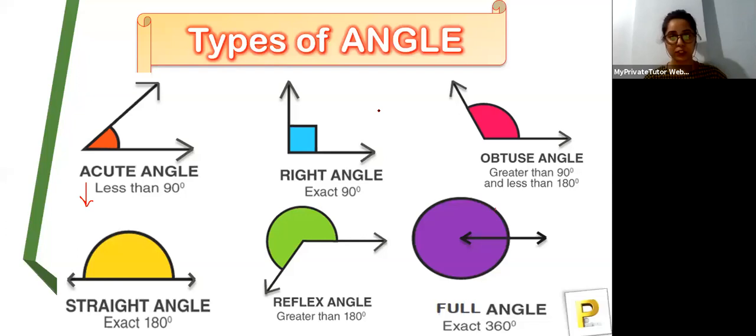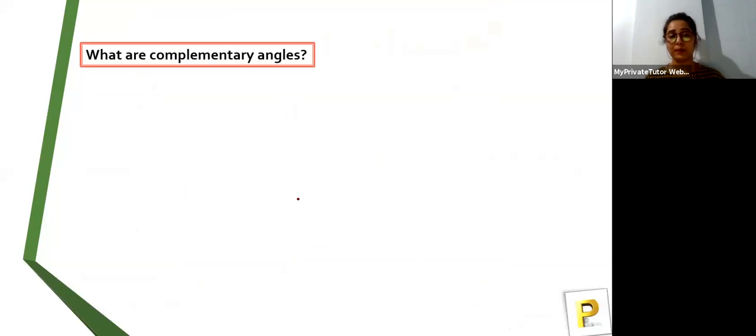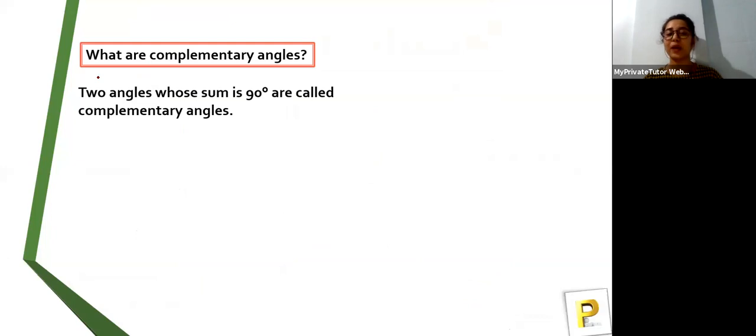Let's get into the next part. What are complementary angles? Have you heard about complementary angles? You might have heard about them some other day, but I'll still tell you, so don't worry. Two angles whose sum is 90 degrees are called complementary angles. What does that mean? Let's see an example.